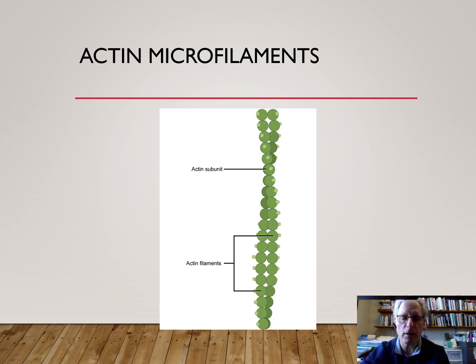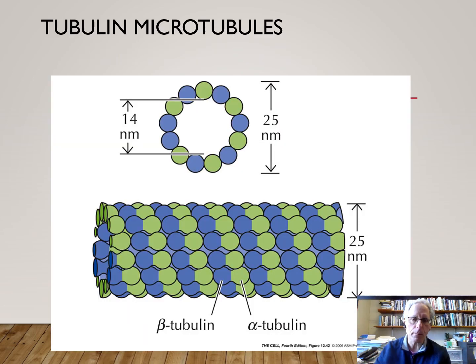Very important part of the life of the cell, actin microfilaments. This is a tubulin microtubule. It's composed of tubulin dimers. The tubulin dimers are alpha and beta tubulin. These dimers assemble together to form this hollow tube.